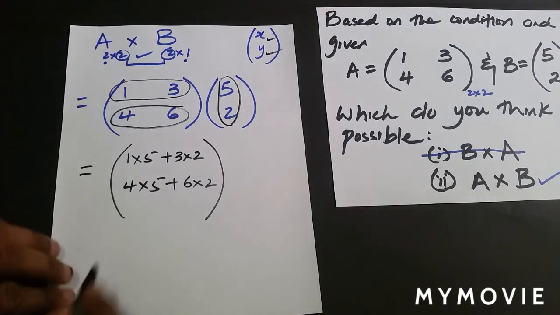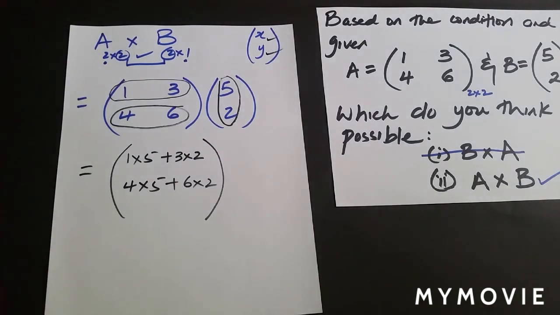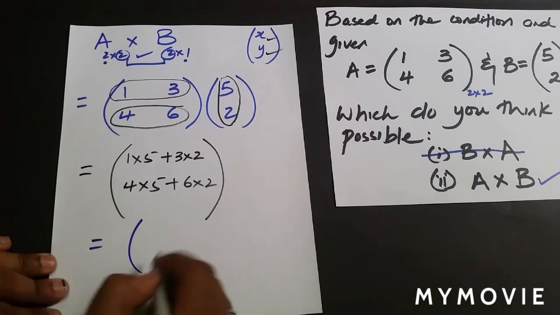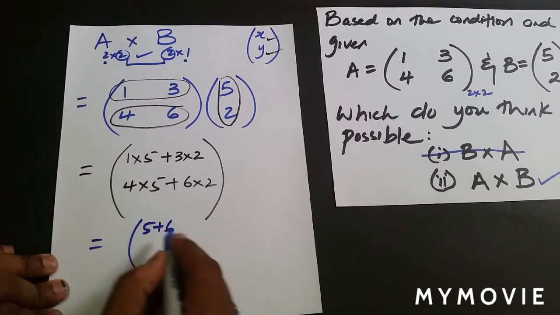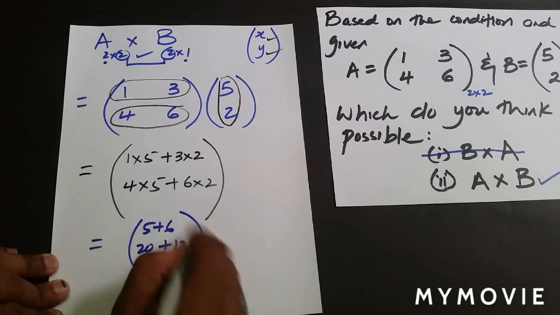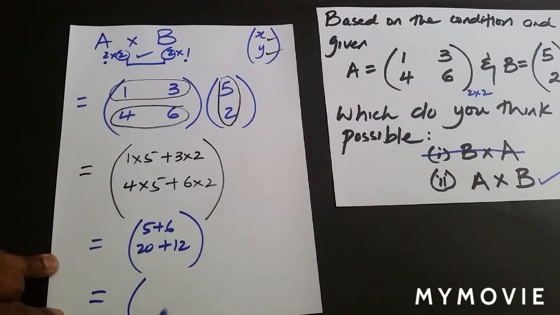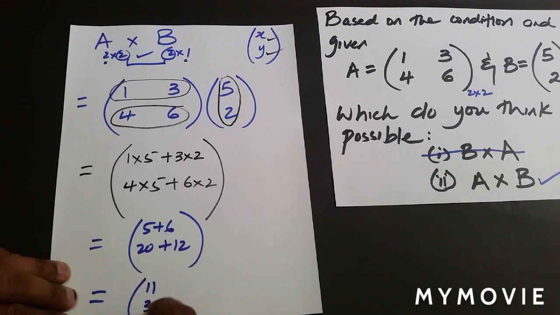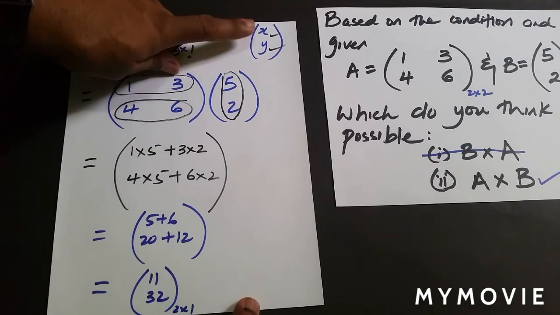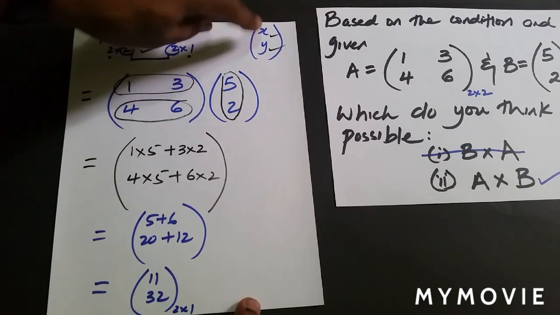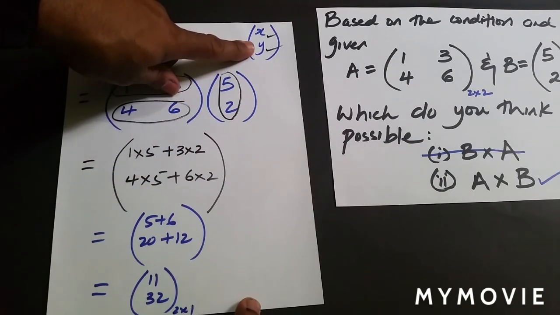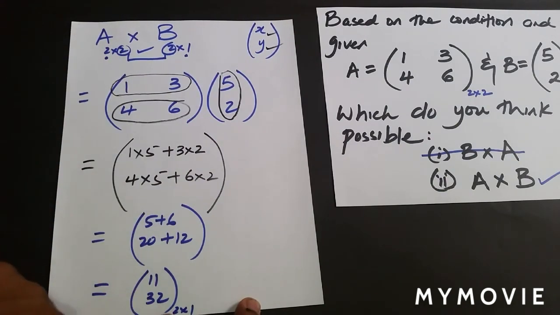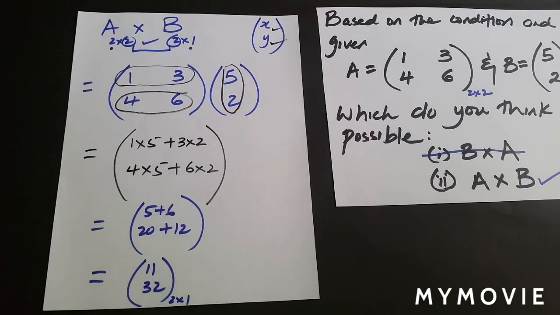All I have to do from here is tidy up. So it would be 5 plus 6, 20 plus 12, and the final answer would be 5 plus 6 is 11, and 20 plus 12 is 32. And obviously this is a 2 by 1 matrix, which looks like this here. So knowing what your answer should look like is a big help so you don't make any mistakes when doing these things. So this is what we should end up with. And that is what we did, end up with a 2 by 1 matrix. And that is how you multiply matrices together.